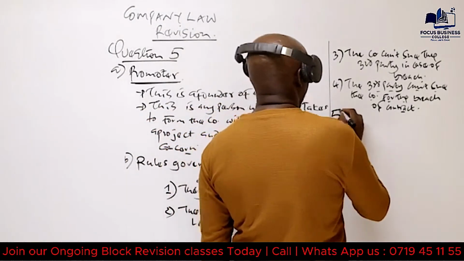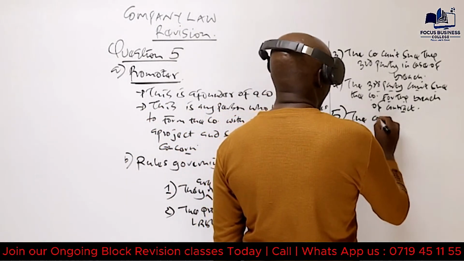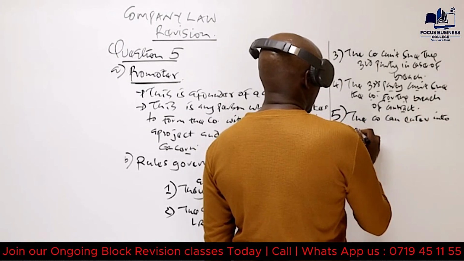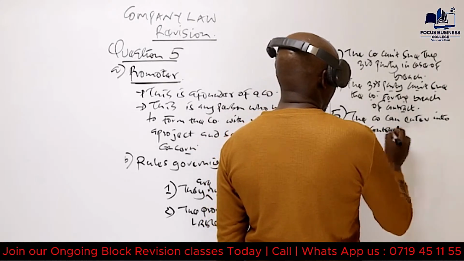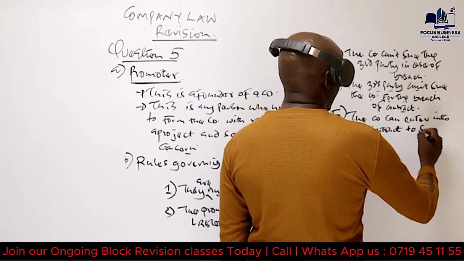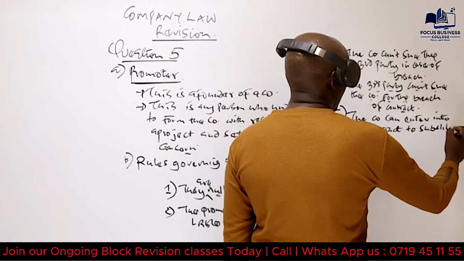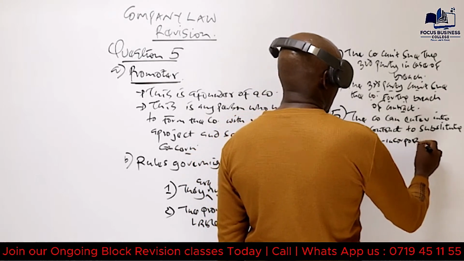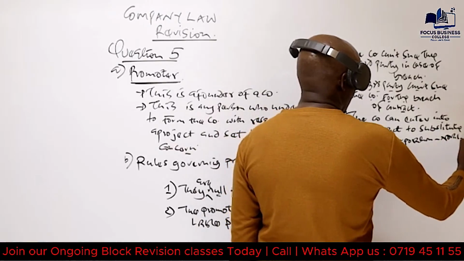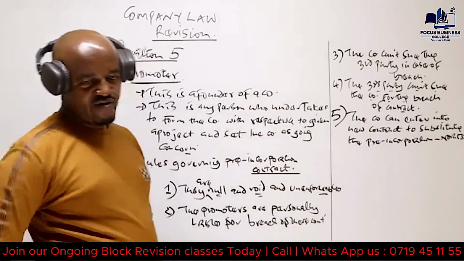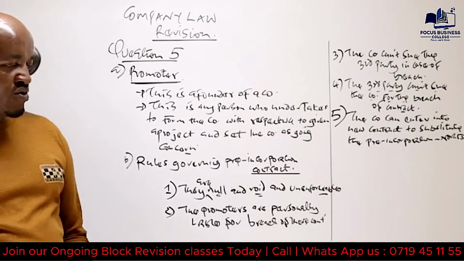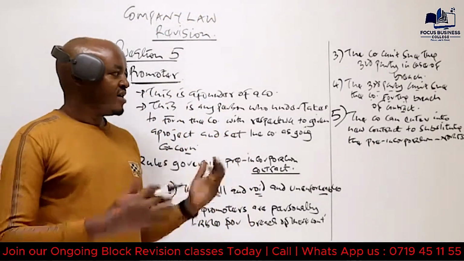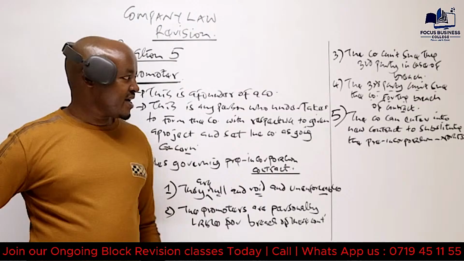Number five, here we said that the company can do what? The company can enter into a new contract to substitute the pre-incorporation contract through a process which is called what? Novation. So the company, once registered, can enter into a new contract with the same third party, whereby the pre-incorporation contract would be terminated and replaced by a new contract between the company and the same third party.